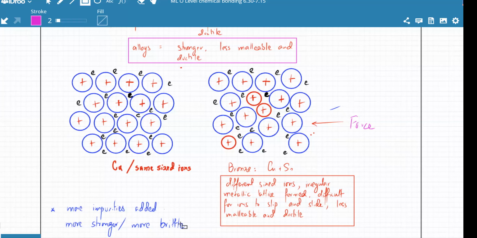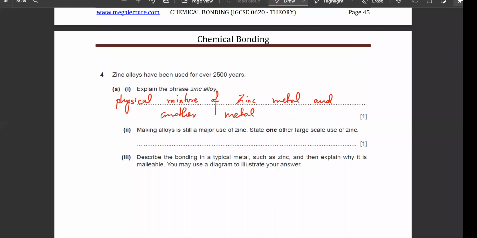If you have gardening tools, they are brittle, which means they're not going to bend because they're very inflexible. The ions cannot slip and slide. If you apply too much force, they're going to break. Pure metals don't break. They stretch, they deform, they get changed in shape because the ions can slip and slide. Anyways, coming back to this, that's the major difference.